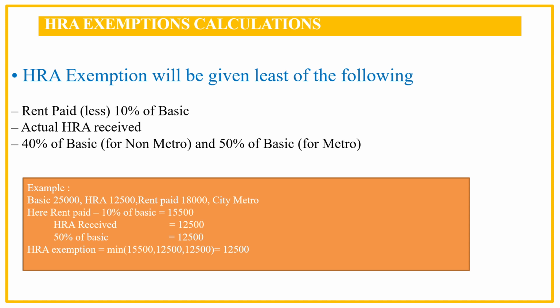This is how HRA exemption is being calculated, because most of the employees have a doubt. I have submitted a bill for 18,000. Why is my exemption lesser? Why the entire rent is not being given as exemption is a major doubt and a query being raised by most of the employees. So this is the reason, friends. This is how the HRA exemption is calculated as per Income Tax Act. That's why the exemption is lesser than the rent paid.